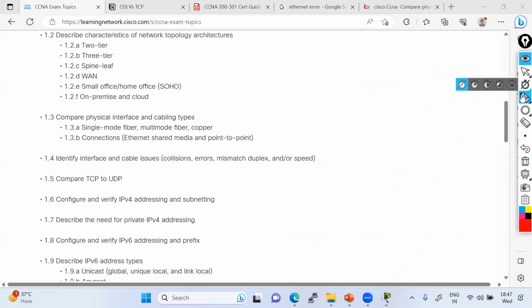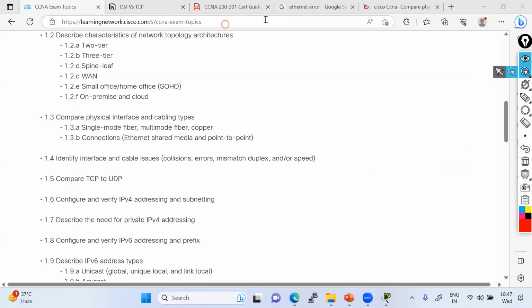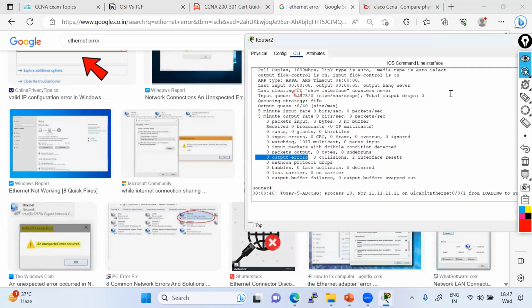And speed is what speed I want to use to make the communication. If I have a router connected with another router, how much traffic can I process? 100 Mbps, 200 Mbps, 300 Mbps, whatever traffic I am going to process, that is the speed. So speed is always configured on the devices. You can see here we have the speed, by default 100 Mbps. See, this is the duplex and this is the speed.